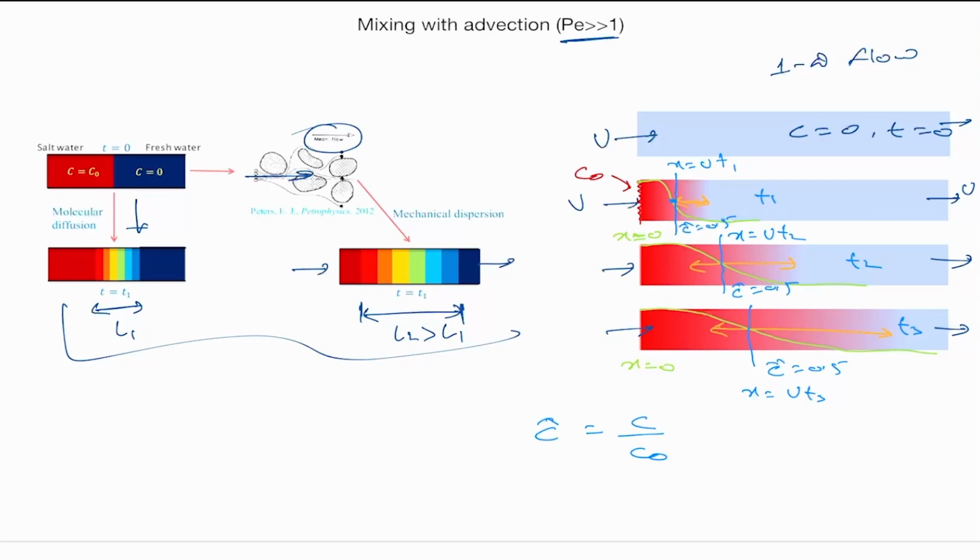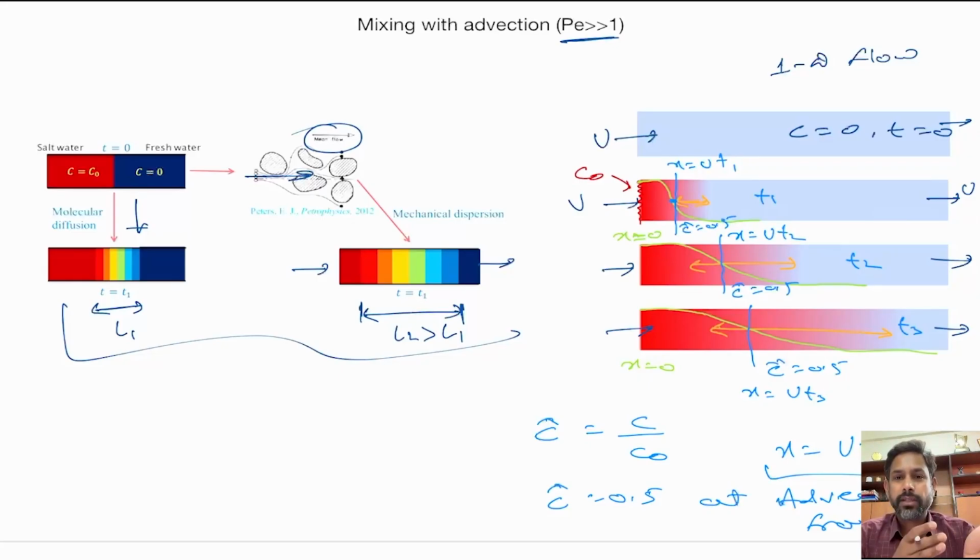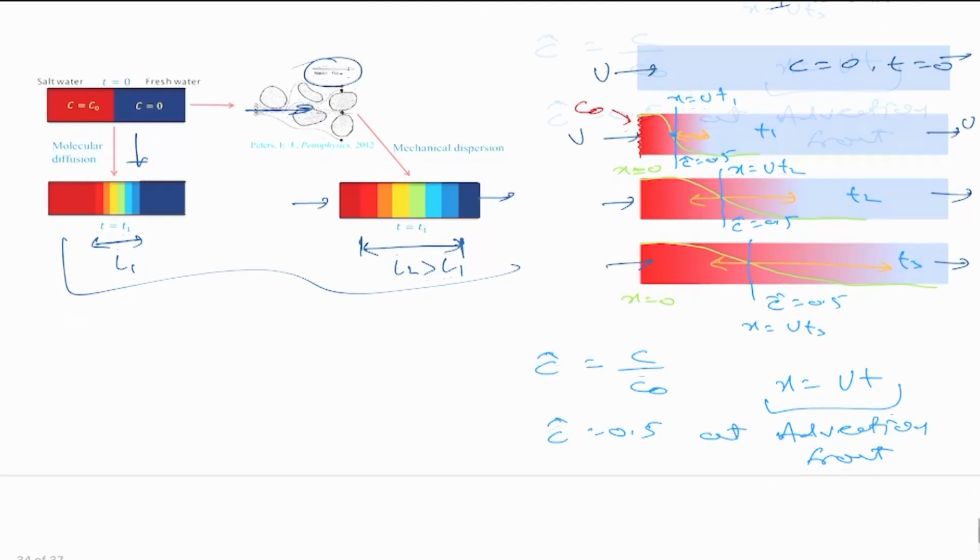So at this advection front, which is defined as x equal to ut, the concentration can be considered equal to 0.5, or C hat can be considered equal to 0.5 at the advection front, right? Because that is the mean value of the concentration C naught and concentration 0 of the ambient fluid. Okay, and now we are going to derive a solution for this particular case by assuming that concentration is 0.5 at the advection front, and we will see how this concentration varies both to the left and to the right.